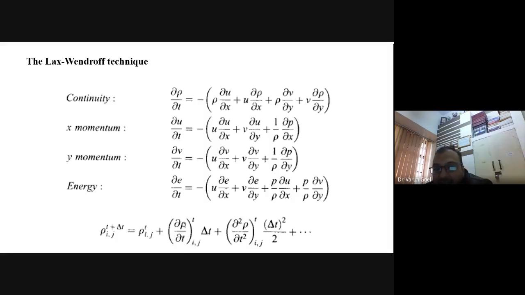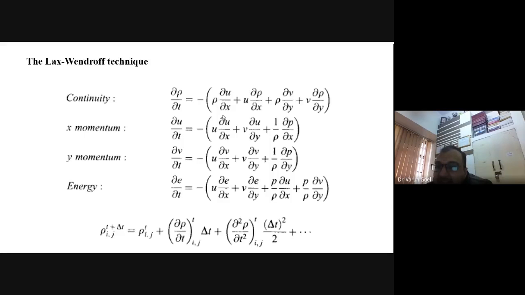We can calculate this value with the help of the continuity equation, del rho by del t. We discretize these terms: u del rho by del x plus rho del v by del y plus v del rho by del y. So when we discretize all these terms, we are able to get the solution of del rho by del t. But the question is, how do we get this del square rho by del t square?